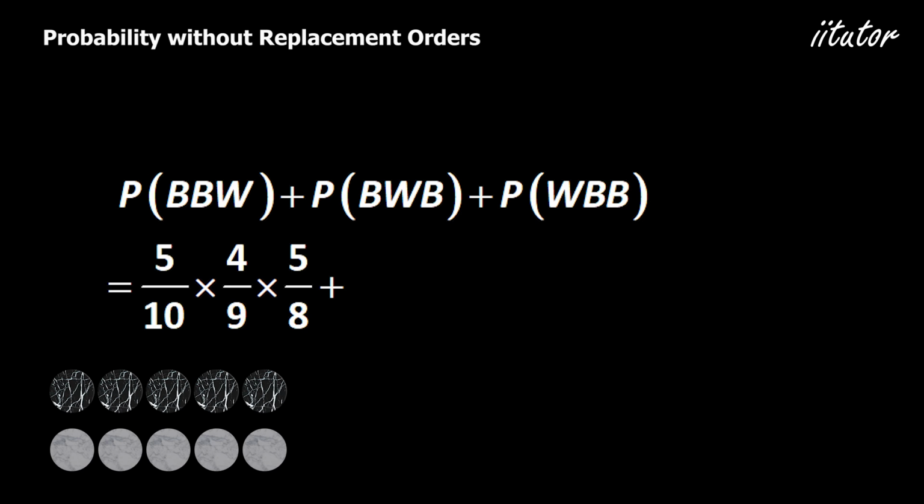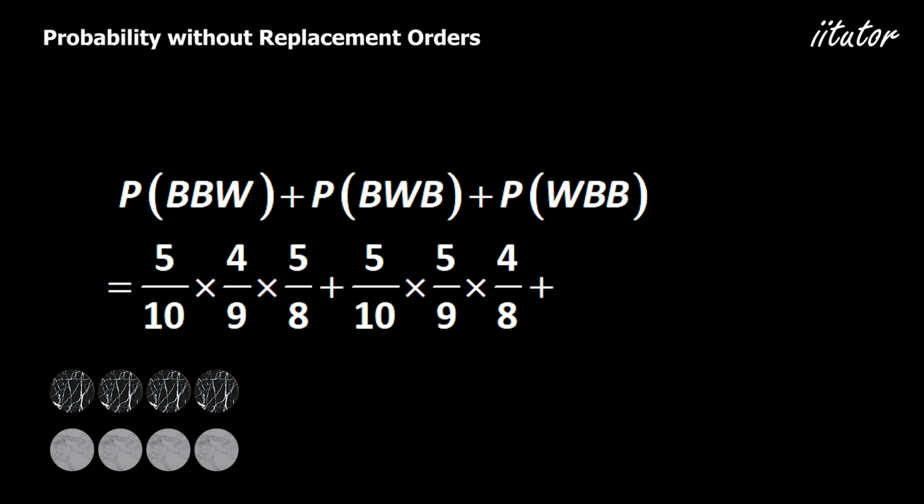And then the same thing, guys, black, white, black, there's 5 out of 10 black. White, because we've already picked 1, we'll have 5 out of 9. And for black, because we've already picked a black, we'll have 4 blacks left out of 8.